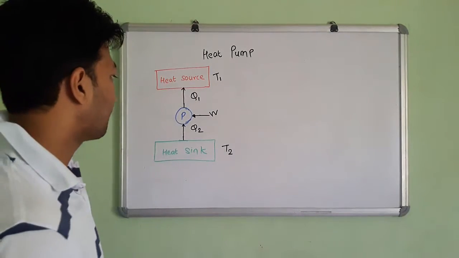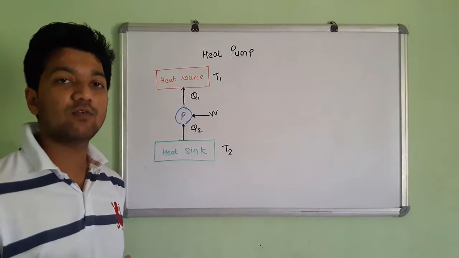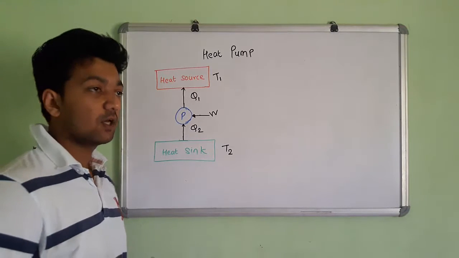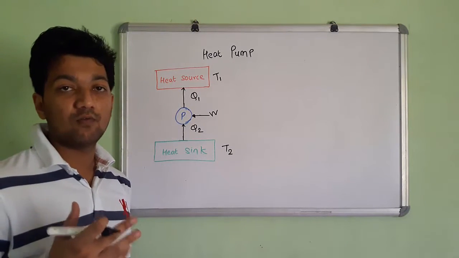Now in this we don't find the efficiency. In this we find the COP, that is the coefficient of performance. It is the desired effect upon work done.